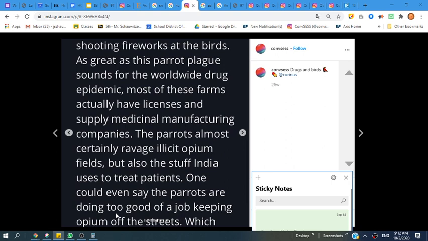As great as this parrot plague sounds for the worldwide drug epidemic, most of these farms actually have licenses and supply medicinal manufacturing companies. The parrots almost certainly ravage illicit opium fields, but also the stuff India uses to treat patients. One could even say that the parrots are doing too good of a job to keep opium off the streets.